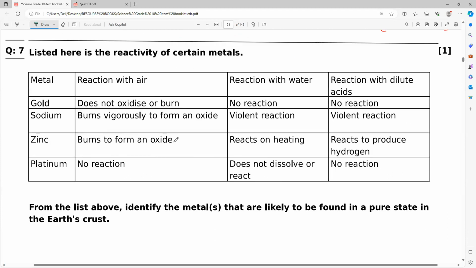Listed here is the reactivity of certain metals: reaction with air, reaction with water, reaction with dilute acids. Reaction with air means it is reacting with what? Anybody can tell? Reacting with the oxygen. So by seeing this question, your mind should say something.